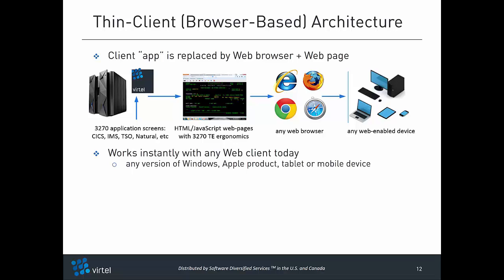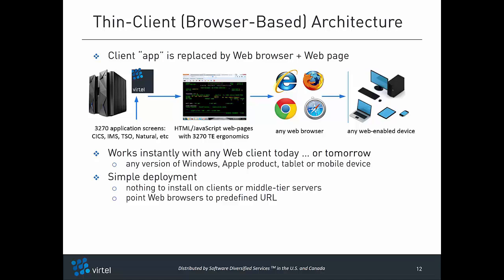Consequently, Virtel Web Access works instantly with any web client available today. Any version of Windows, any Apple product, any tablet or mobile device. And Virtel Web Access will also work instantly with any web-enabled device that becomes available in the future, because those devices will always be able to render standard HTML JavaScript web pages like those generated by Virtel Web Access. Virtel Web Access's architecture makes for a very simple and instant deployment. There is nothing to install on client or middle-tier servers. Users simply point their web browser to an installation-defined URL to reach the logon menu.